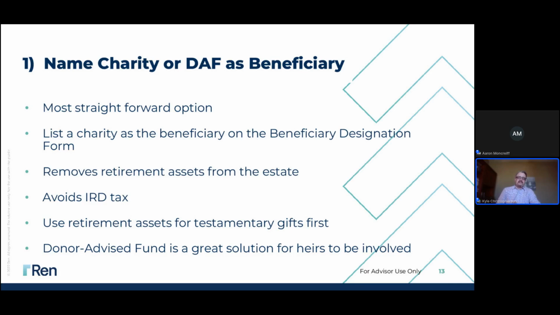So what the donor advised fund enables you to do is you're going to be the financial advisor in that donor advised fund. So when the parents pass away, the children are going to be the grant advisors, making the grant recommendations to where those funds are going to go to charity. And you're going to be managing the assets. So you're going to be interacting with them, having meetings with them, and you're going to have that opportunity to create a relationship.